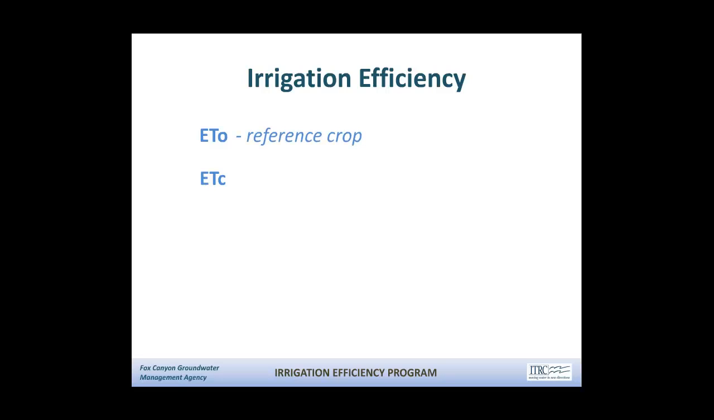For most areas in California, grass is used as a reference. ETC, on the other hand, is the adjusted value based on the specific crop that is being evaluated. So you might have an ETO value from a reference grass crop that is 50 inches, but the ETC value for a tree crop may get graded down to 40 inches due to various coefficients, because that tree crop may require less water than the grass crop.